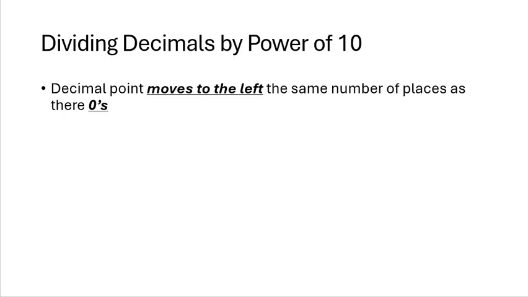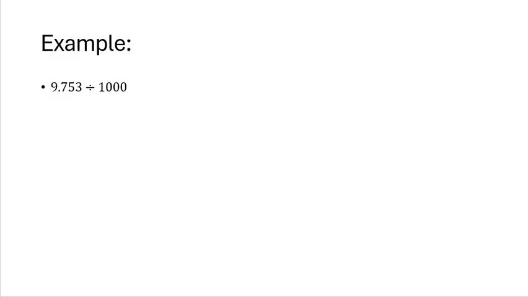Dividing decimals by powers of 10, it's pretty much the opposite. It moves to the left, okay? So over here, 9.753 divided by 1000. I've got 3 zeros, so I'm just going to write out 9.753. And now I'm going to move backwards 3 times.